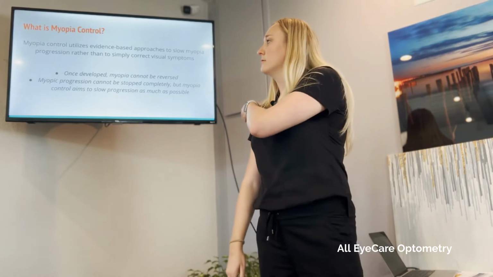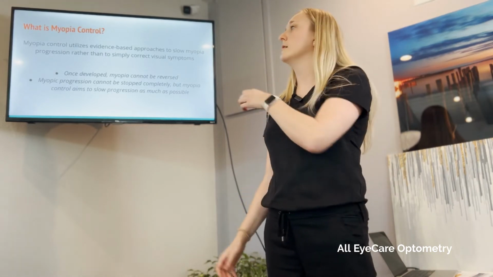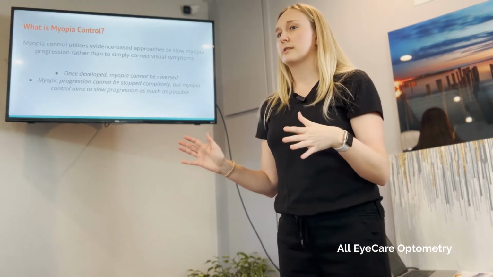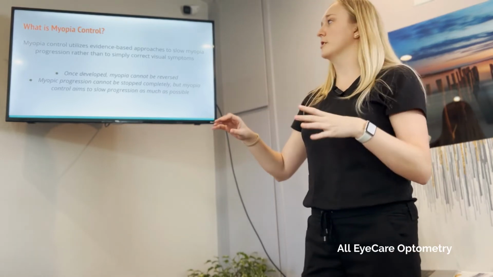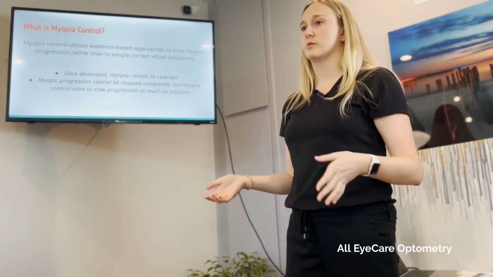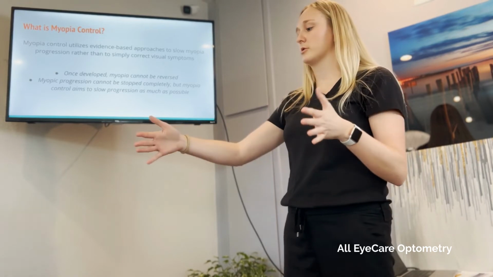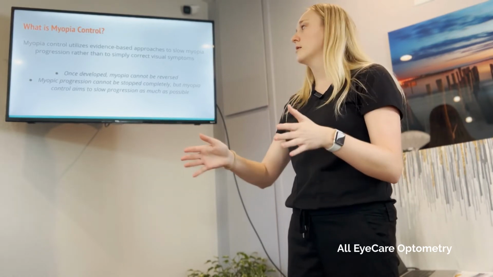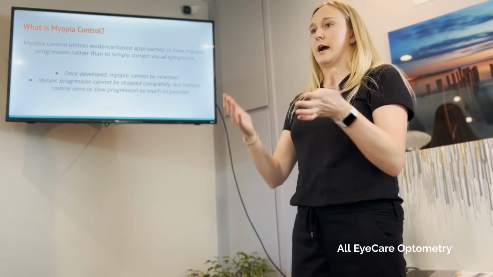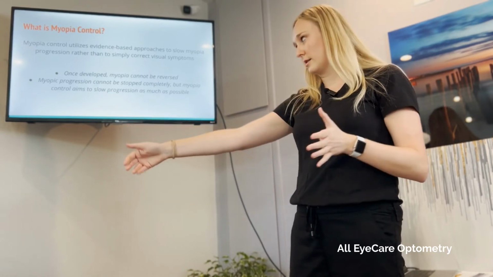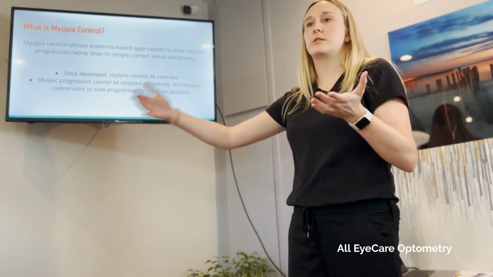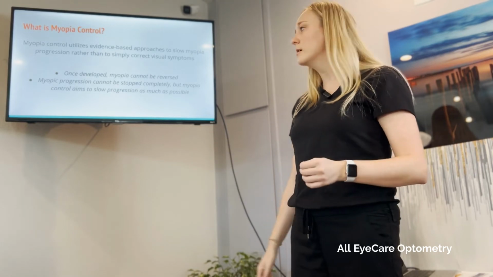Okay, so this brings me to myopia control. So the goal of myopia control is essentially to slow the progression of these kids that have been diagnosed with myopia. Once you get to a certain level of myopia, we can't reverse that. So we have to act early to prevent it from getting to that point, because once it does, there's not really much that we can do.